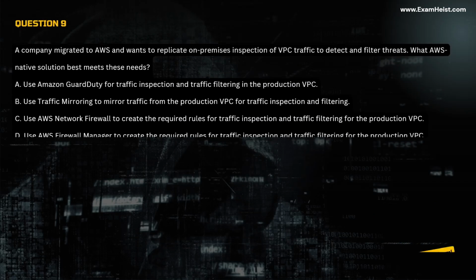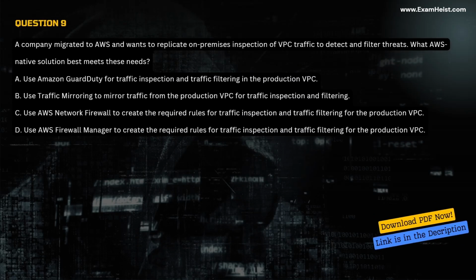Question 9. A company migrated to AWS and wants to replicate on-premises inspection of VPC traffic to detect and filter threats. What AWS native solution best meets these needs? A. Use Amazon GuardDuty for traffic inspection and traffic filtering in the production VPC. B. Use traffic mirroring to mirror traffic from the production VPC for traffic inspection and filtering.